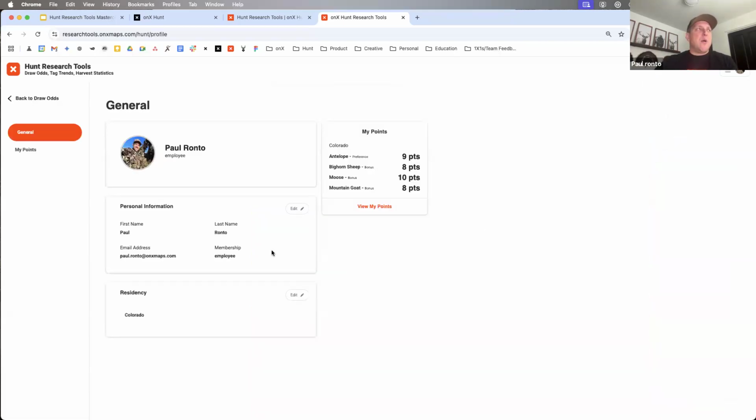So first things first, I want to make sure that my residency is set. So you can go in here. If it had nothing in it, you would see just a blank residency. I'll set my residency. I'm from Colorado. We also allow you to set 2 residencies or multiple residencies, more than 2. Some states allow you to have lifetime residency. If you've lived there, you can pay for a lifetime residency through their game and fish department.